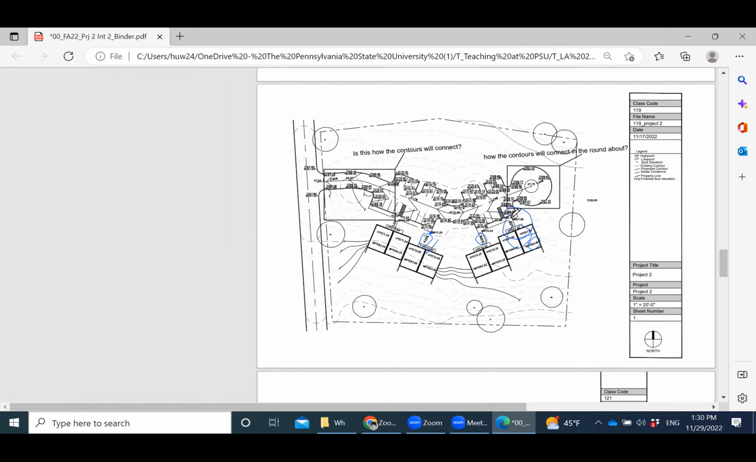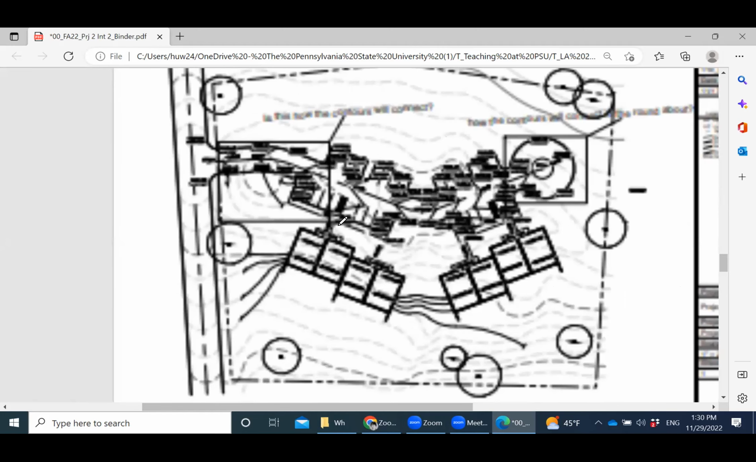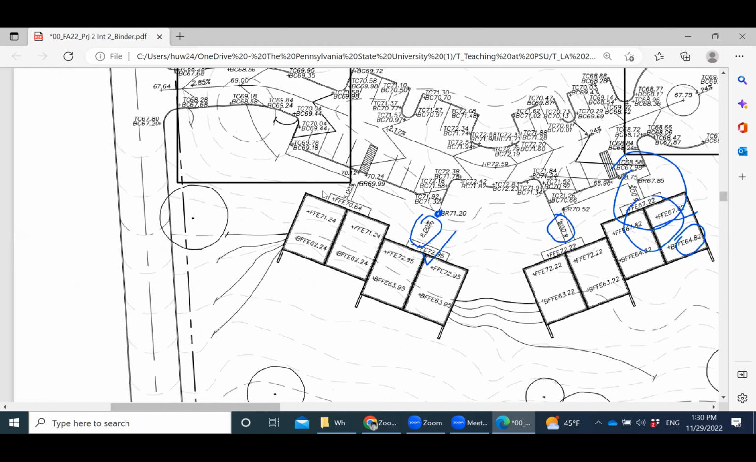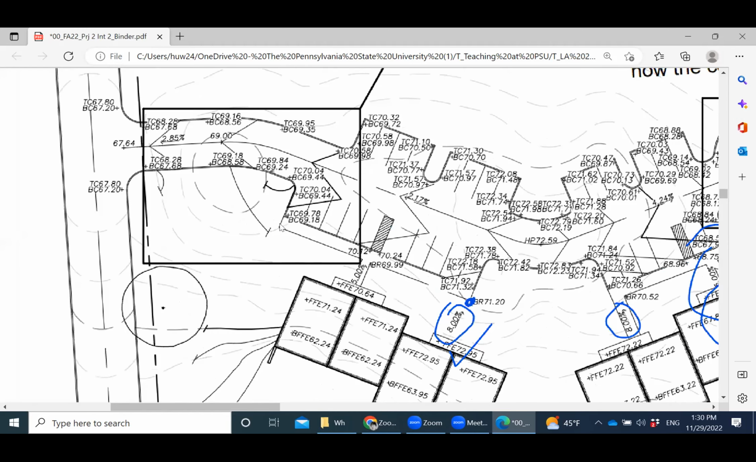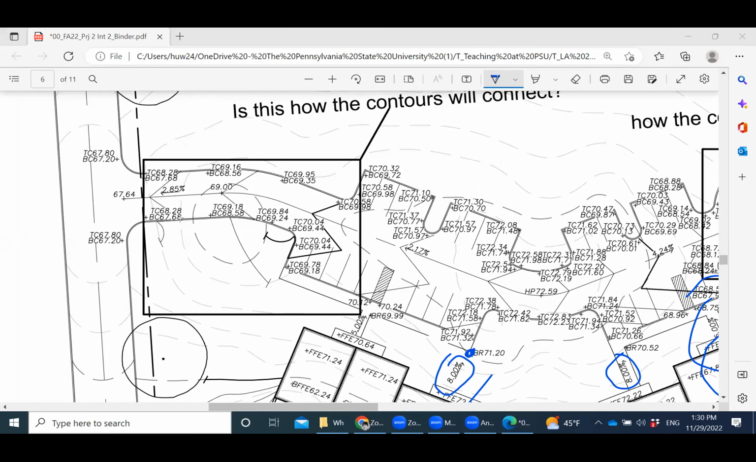Contours at the top on the left side. Okay. Right. So they are not connecting at the right locations yet. If your contours, let me make it thicker.